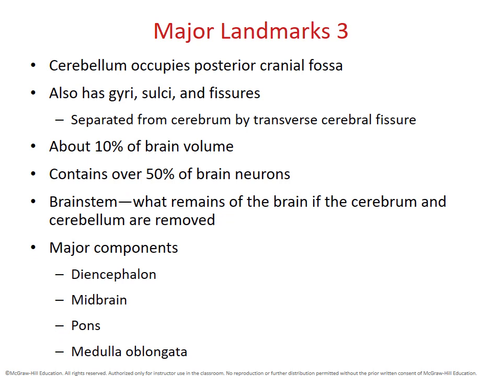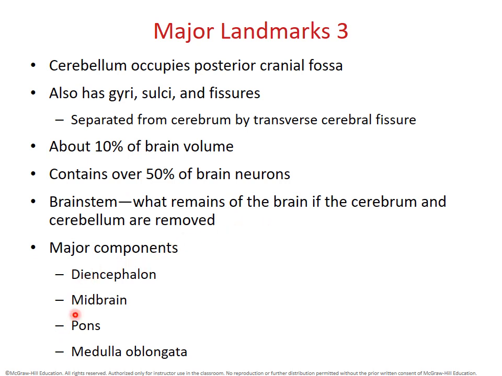So here again is just a review of some of the things we've already talked about. Again, the cerebellum is the second largest part of the brain. It's only about 10% of its volume, but 50% of the neurons, as we said previously, are in the cerebellum. Then, as we said again, the brainstem is what remains if you take away the cerebrum and the cerebellum. It's the stalk-like center of the brain.